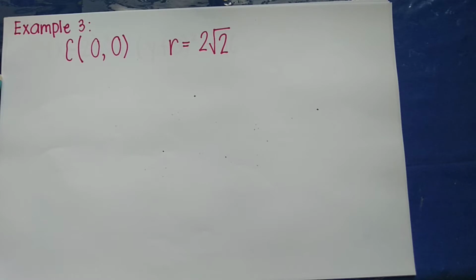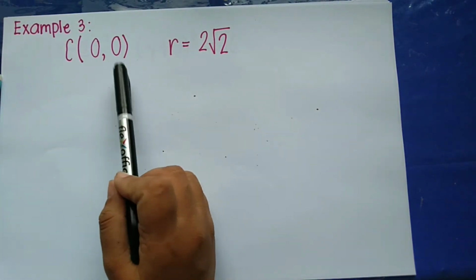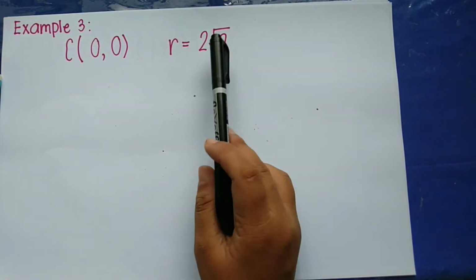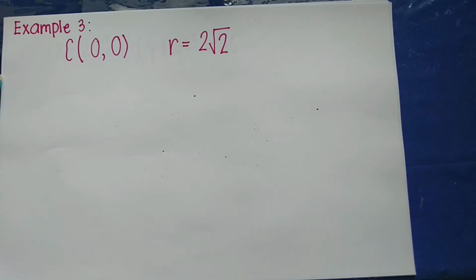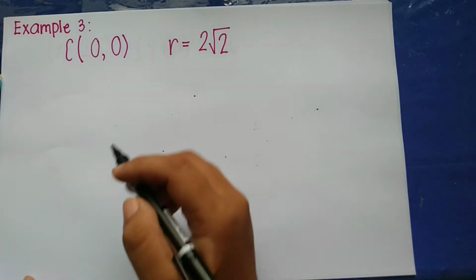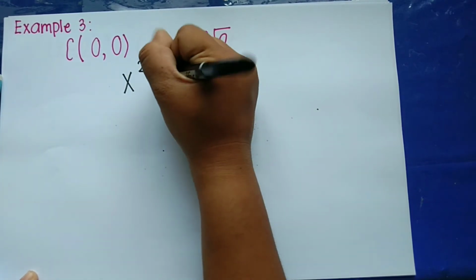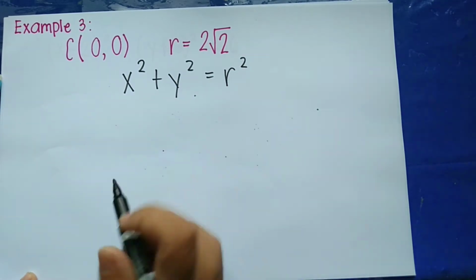If you read something like center at the origin, it means the center is (0, 0). And the given radius is r = 2√2. Since the center is at the origin, the equation of the circle will be x² + y² = r². Okay?